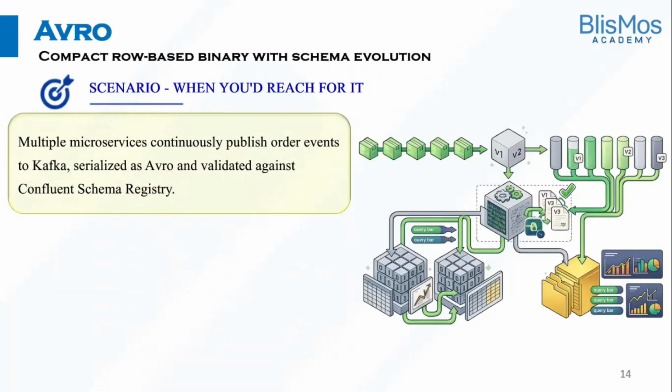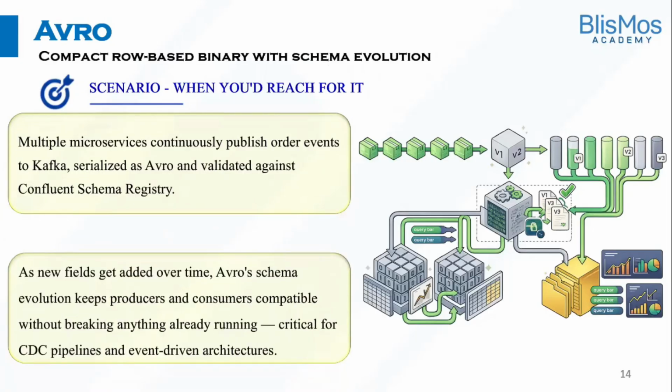Now imagine 6 months later, the application team needs to add a new field to the order event. With proper schema evolution, producers and consumers can continue communicating without breaking the entire pipeline. This is one of the major reasons Avro is useful for event-driven architectures, Kafka pipelines, and CDC workloads.